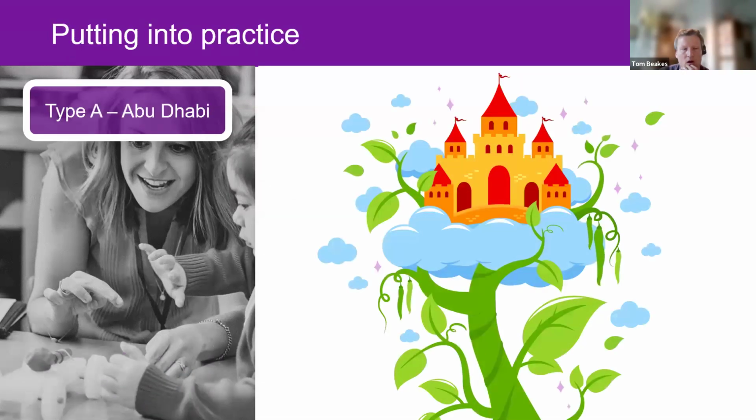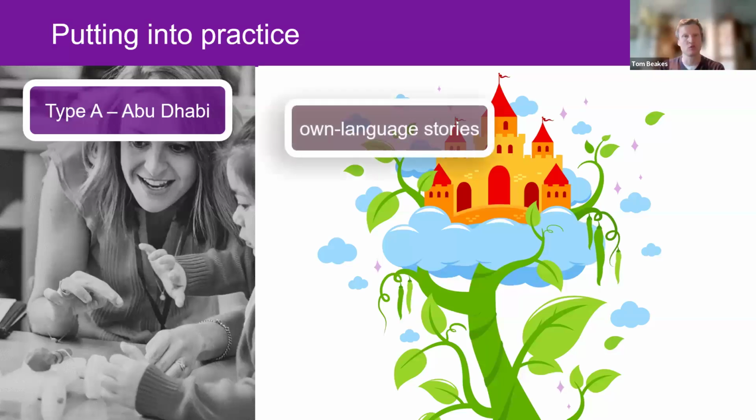So let's go into our Type A school, and I'm going to use a primary example for this one. Imagine we've got a year one class. The topic is fairy tales. The first thing the teacher does, with the school, is ask the parents to share fairy tales from their own cultures or in their own languages, and bring those into school as books if they have them.